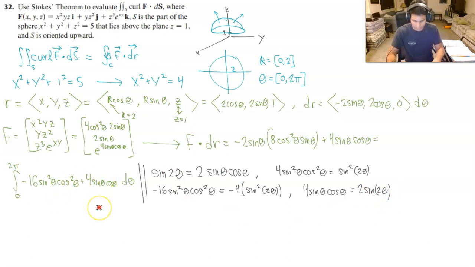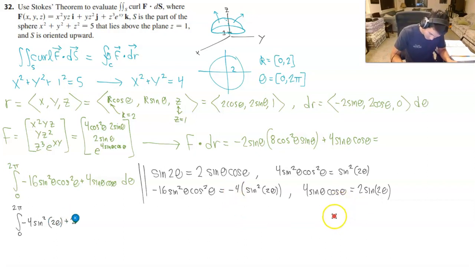Okay, so now if we rewrite our integral, it's going to be from 2 pi to 0, and we'll have negative 4 sine squared 2 theta plus 2 sine 2 theta. This will be our new integrand. Again, if we had 4 here, we multiply by 2, and we have to multiply this by 2. So this is our new integrand. It's a lot nicer and simpler.